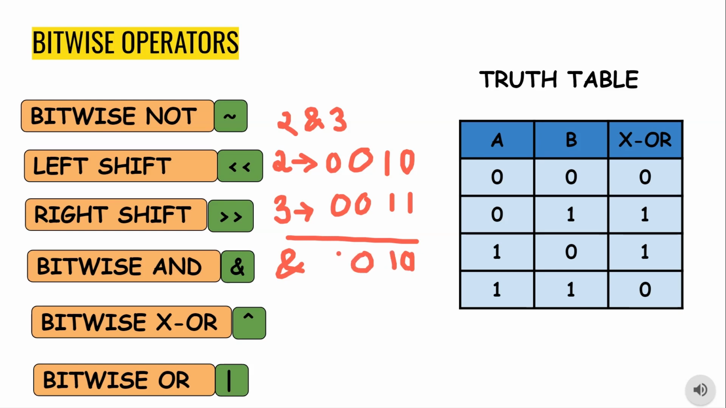You can refer to the previous truth table. So the binary equivalent value of the result you are getting is 0, 0, 1, 0, and the equivalent value is 2. So that is the answer. 2 bitwise AND 3 will give you an answer of 2. So this is how bitwise operations are performed.